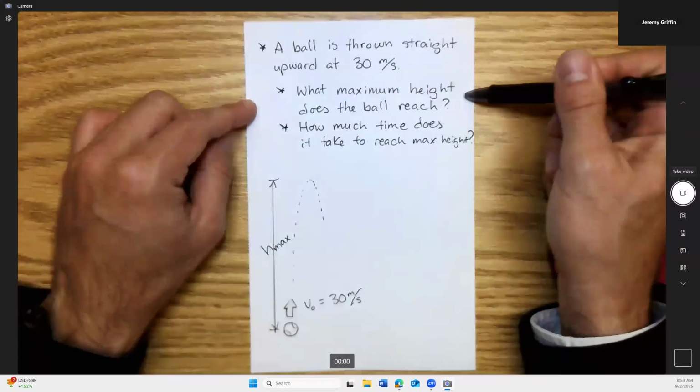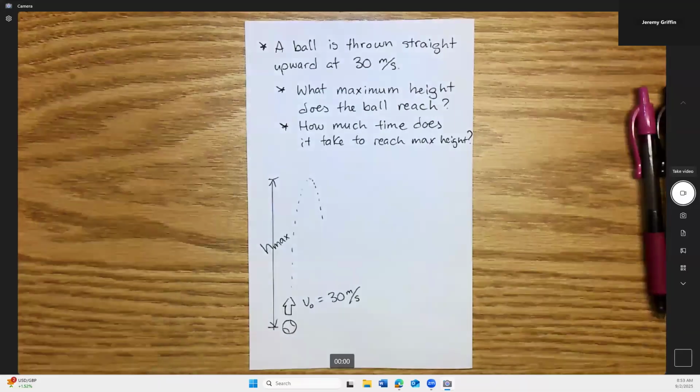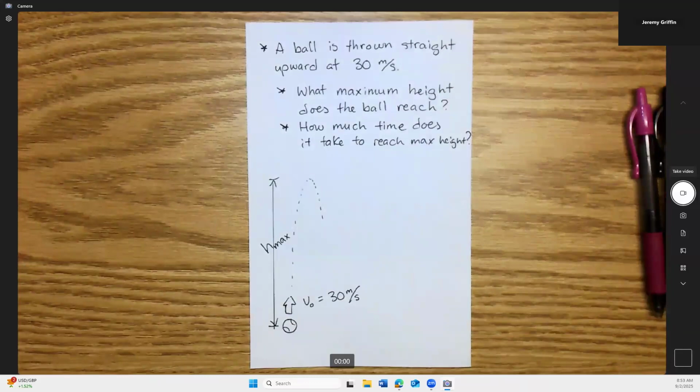Who has this figured out by now? Who knows the maximum height of this ball? Maximum height of this ball. Anybody know? Okay. All right, well, if not, how about this?